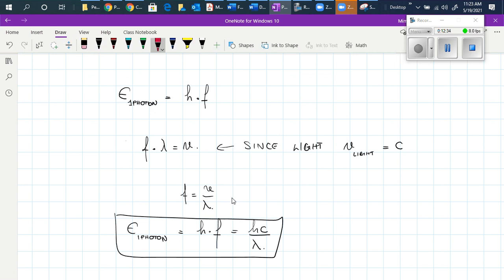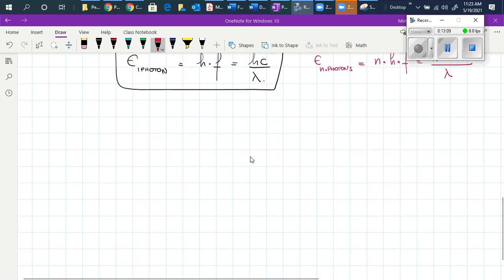And if we have multiple photons, then the energy of n photons is equal to n times h times f, or n times h times c over lambda. And again, f is the frequency, c is the speed of light, which is a constant, and lambda is the wavelength of the photon or the light.